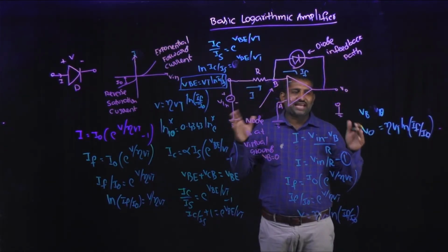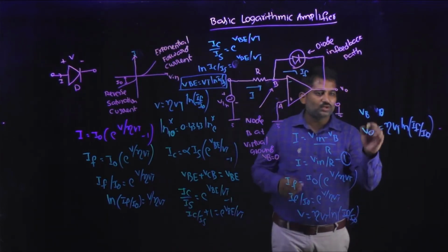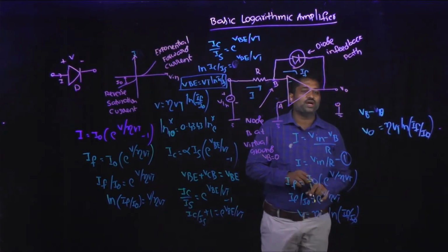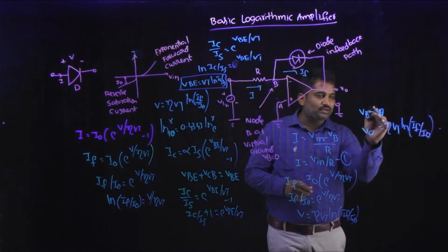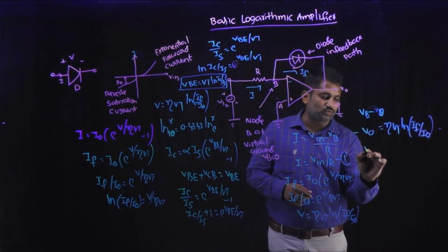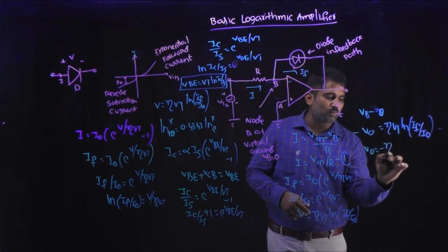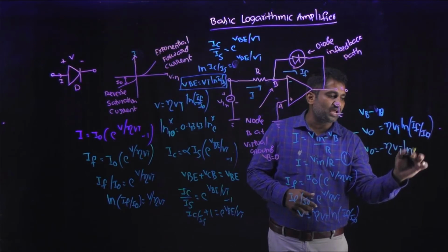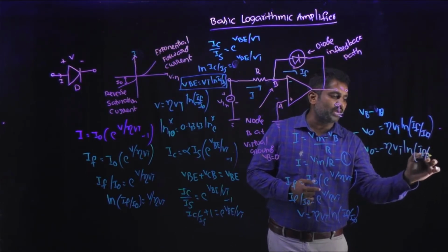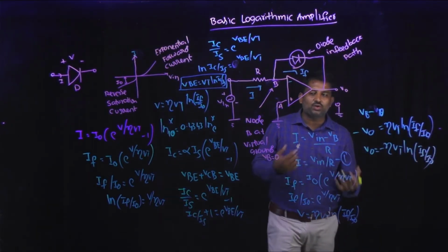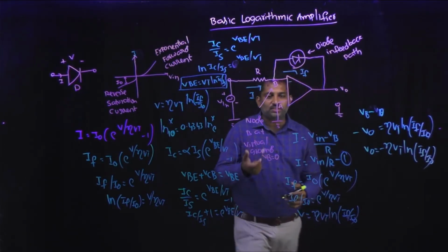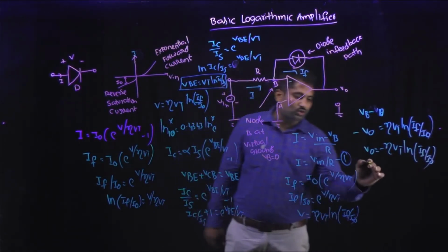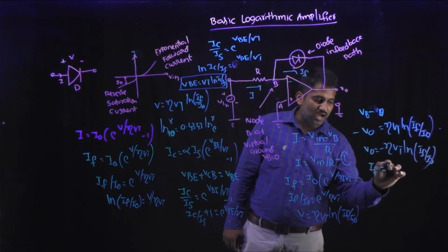The voltage across the diode is VB minus V0. So obviously the voltage at node B is 0, so we will get minus V0. So from this, V0 is equal to minus eta into VT ln of IF divided by I0. And we all know that IF will be equal to I. Why? Because the current passing through the op amp is 0. So IF will be taken as I.